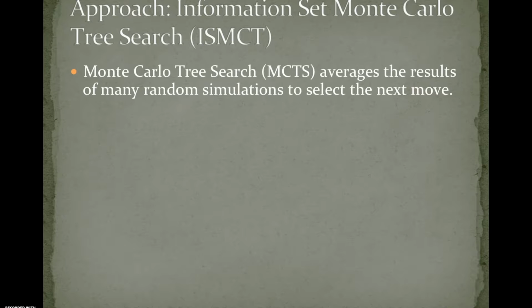ISMCTS is a modification of the Monte Carlo tree search algorithm. Monte Carlo tree search combines Monte Carlo simulations with searching game trees. In a Monte Carlo tree search, the current state of the game is taken and used as a root node of a game tree. The game tree is gradually grown using random simulation, and the results of all the simulations are averaged to select the best move.